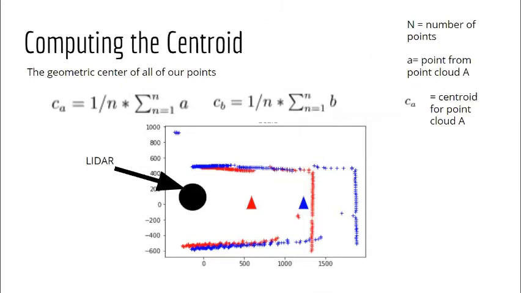We need to calculate the centroid because, if we kept the LiDAR at the center, it wouldn't make much sense because the LiDAR is always moving. The centroid can be computed by simply adding up all the points and taking their average. And we find one centroid for the pre-image and one for the post-image.